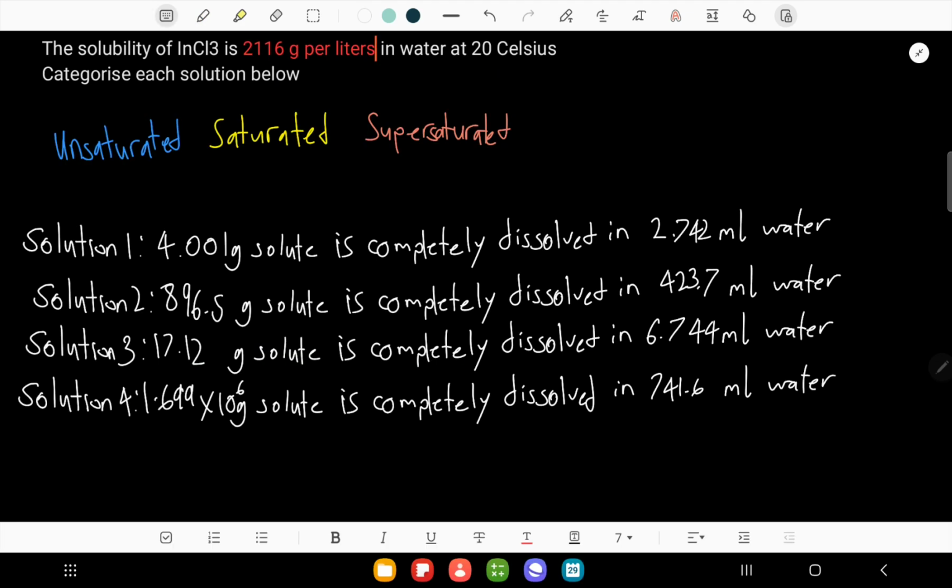In this example, it's a little more tricky, so you could pause the video and try to do this yourself. Here the solubility of InCl3 is given as 2116 grams per liter. These units are very important. In water at 20 Celsius, it's asking us to categorize each solution below as unsaturated, saturated and supersaturated. So now let's read it.